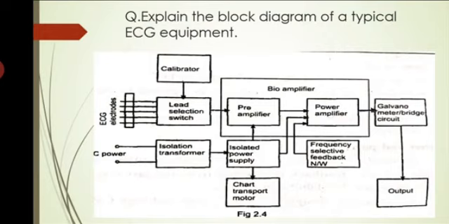Next we will see the block diagram of an ECG machine. In that, the main blocks are lead selection switch, calibrator, isolated transformer, and a bioamplifier. In the bioamplifier there is a preamplifier and power amplifier. Frequency selective feedback network is there, and output units are there. So these are the main blocks of the ECG machine.